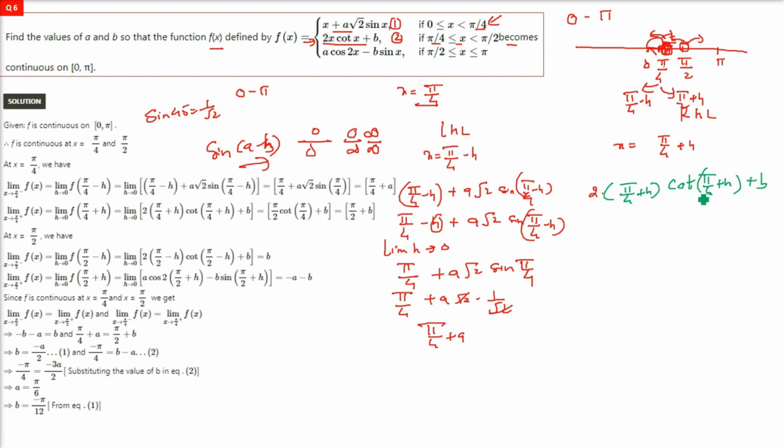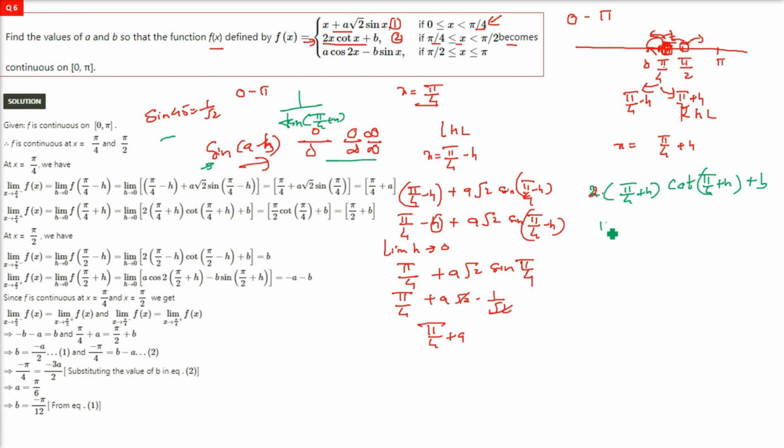Now you have to use the formula of cot (a plus b), or you can use 1 by tan (a plus b). This is up to you. But remember, the tan (a plus b) formula or cot (a plus b) formula has to be used. This is the way this will be solved. If somebody tells you just put h equal to 0 and go ahead, it's wrong.